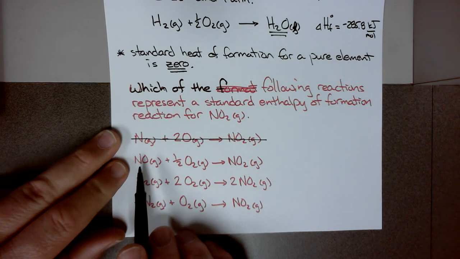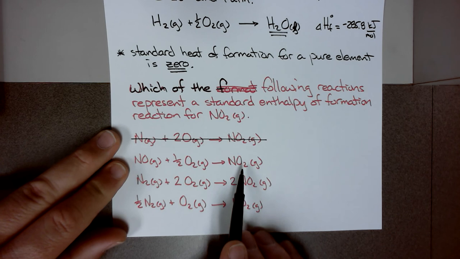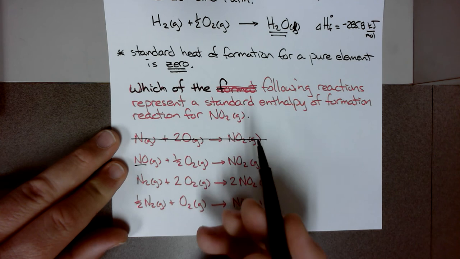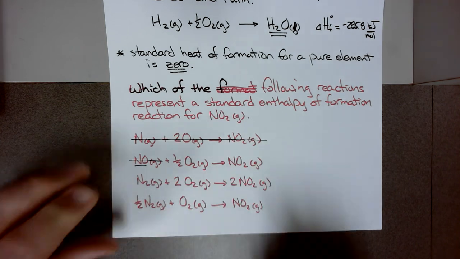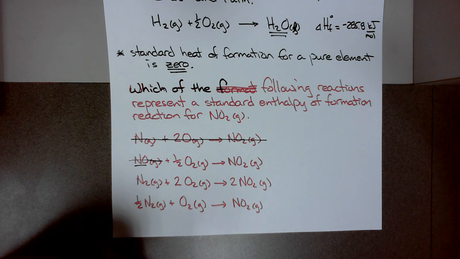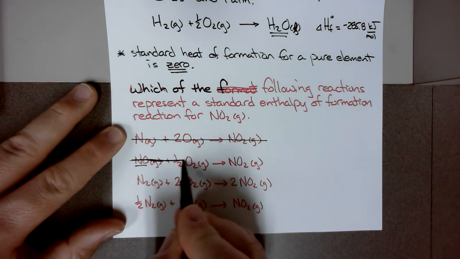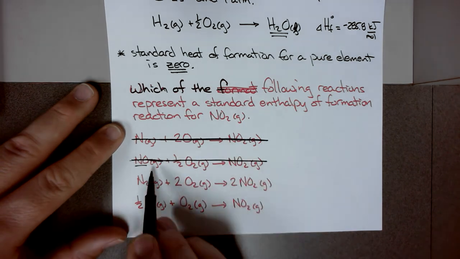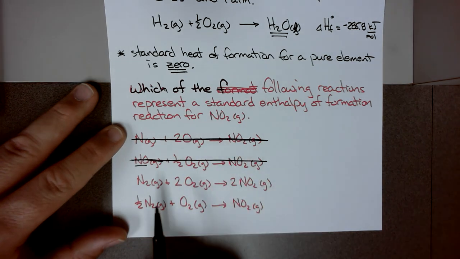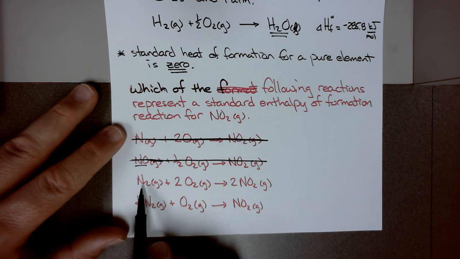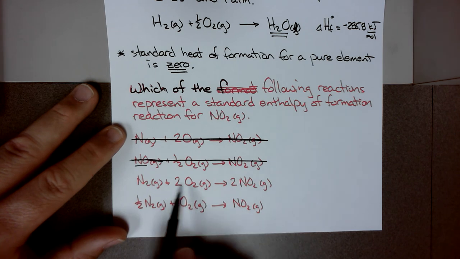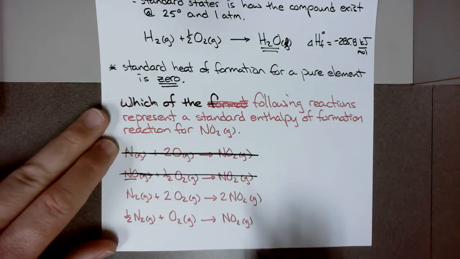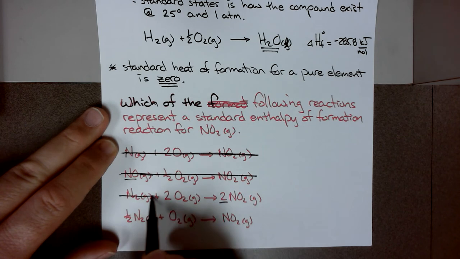Here we have nitrogen monoxide plus half oxygen goes to NO2. Remember, it's from its constituent elements. This is a compound, so this is incorrect based on the fact that it's got a compound in the formation. So remember, we're not using compounds to form it, we're using elements to form this compound. Here, N2, that's correct, O2 is correct, and it's balanced correctly, but remember, it's all per 1 mole of substance, and we have 2 moles of substance here, so that's incorrect.